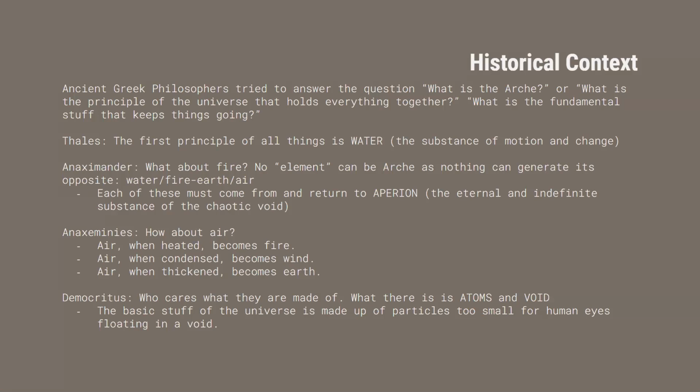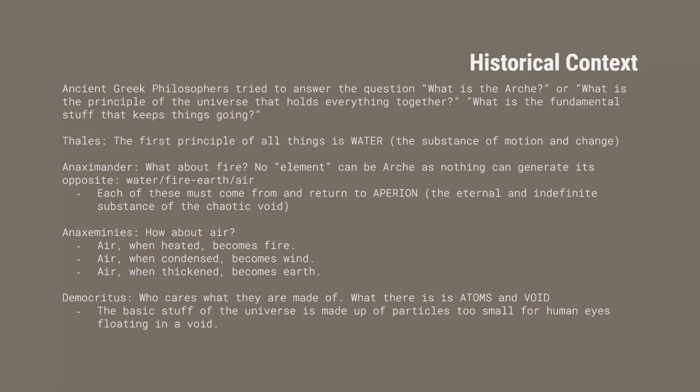Now, in a historical context of metaphysical theories, attempts at giving us almost scientific codification of the stuff that makes up the world, the ancient Greek philosophers were the first to really start thinking about these issues, and they tried to answer a fundamental question. Basically, they asked, what is the arche? The arche is a technical term that they were using, but basically it's translated as principle or fundamental stuff. So when you ask what is the arche, you're asking, what's the fundamental principle of the universe? What's the fundamental stuff that holds everything together, that keeps everything going? How does it work?